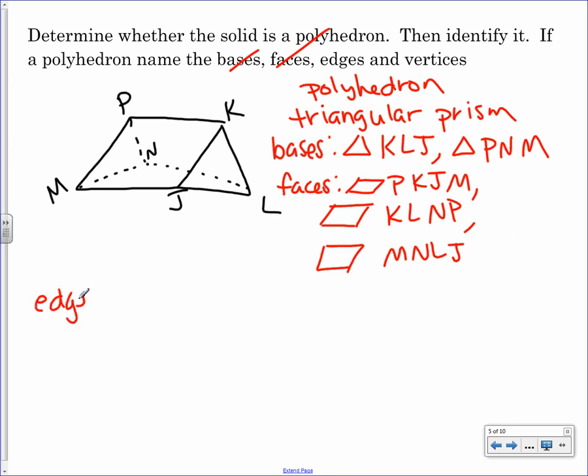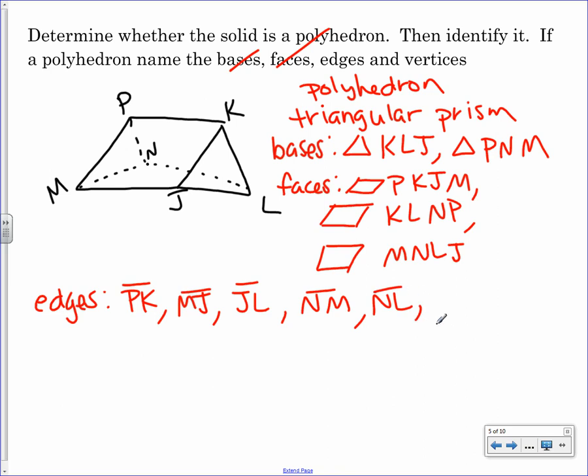Edges. Okay, I'll give you one of them. It's a line segment. I'll say PK. All the line segments. So give me another one. MJ would be fine. JL. NM, we have it said. NL. MP, is that what you said? Okay. All of them. Yep. I have 1, 2, 3, 4, 5, 6, 7, 8, 9 of them. We have 1, 2, 3, 4, 5, 6.